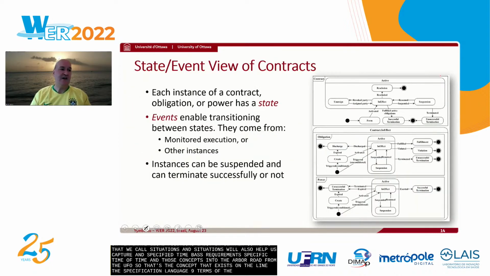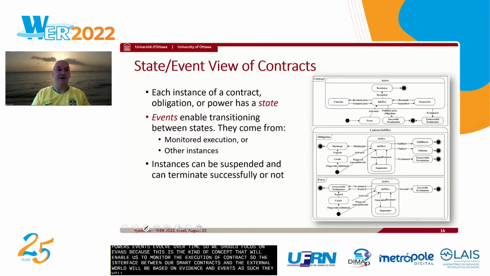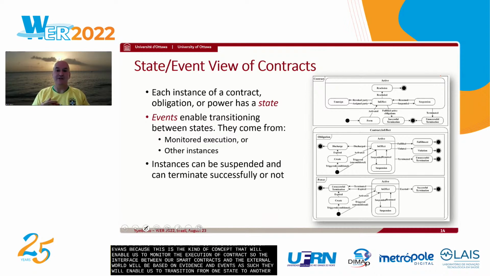Now, in terms of the runtime semantics of the language, we went with a state-based representation of how contracts, obligations, powers, and events evolve over time. We focus on events because this is the kind of concept that will enable us to monitor the execution of contracts. The interface between our smart contracts and the external world will be based on events. Events will enable us to transition from one state to another for given obligations, powers, and contracts that we are monitoring.